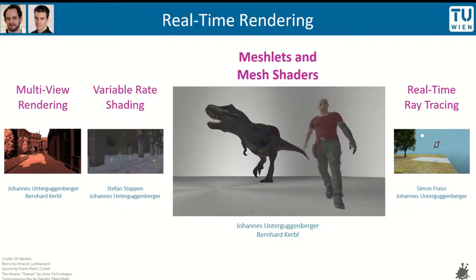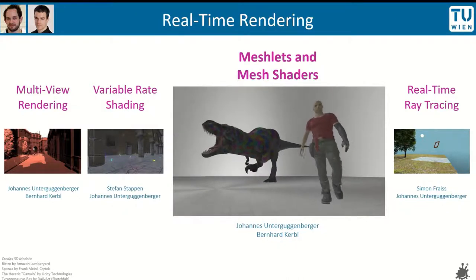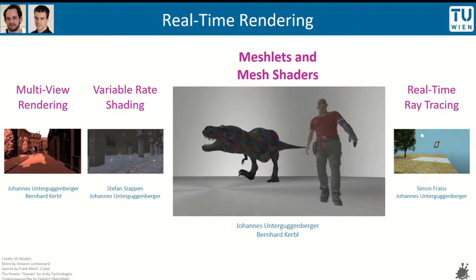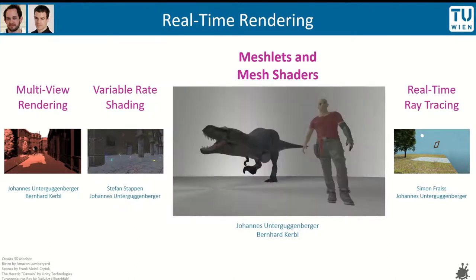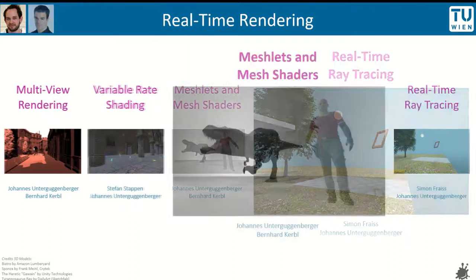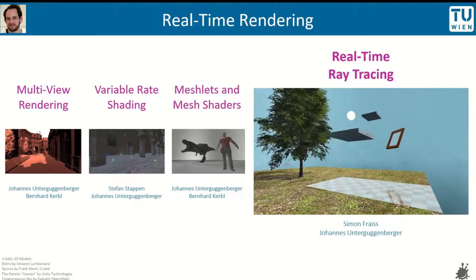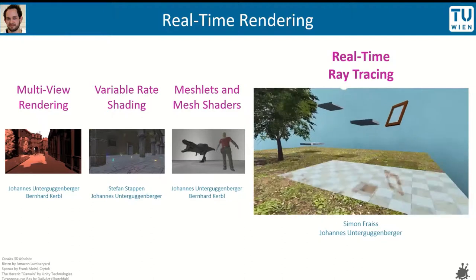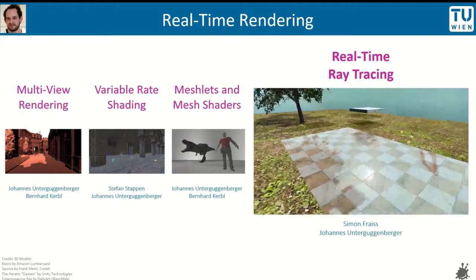Mesh shaders, where 3D models are split into small parts, which can be processed by modern GPUs in a very efficient way by accelerating the geometry stages of the graphics pipeline. And finally, real-time ray tracing, which was made possible through new innovative hardware and opens up many new possibilities for future research.